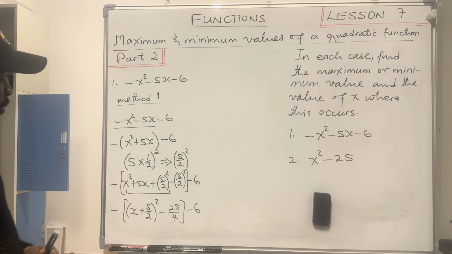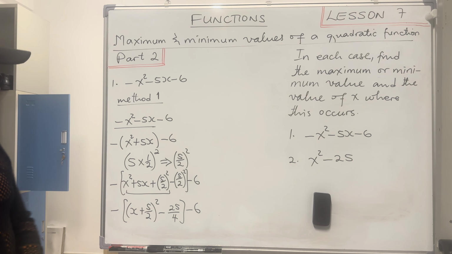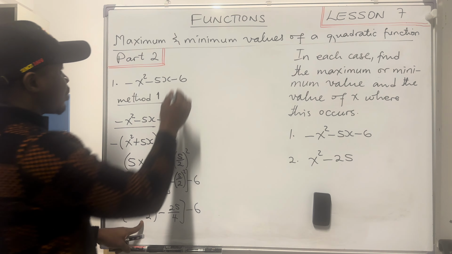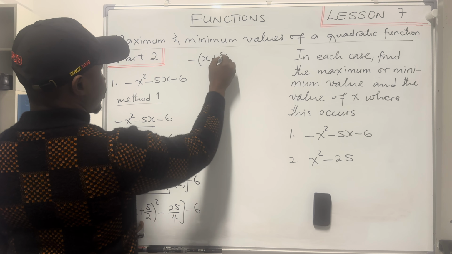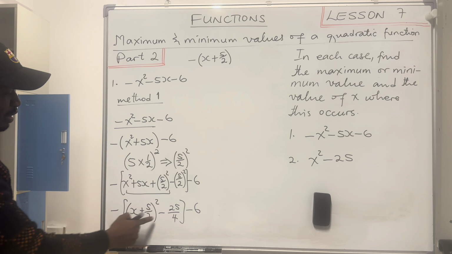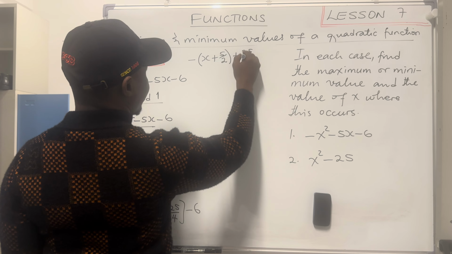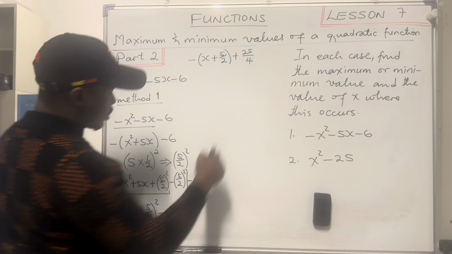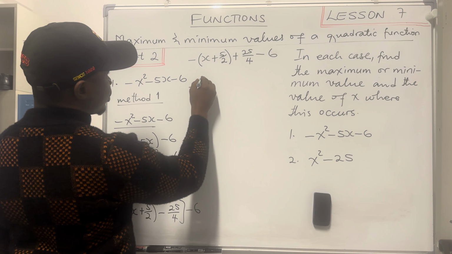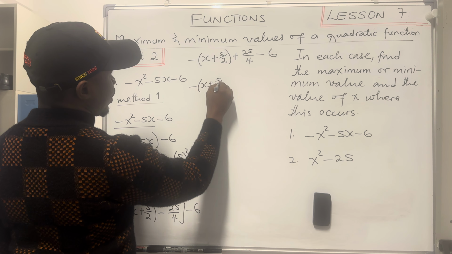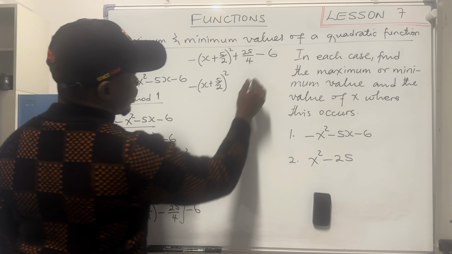So what we do now is multiply this minus by every term inside here. If this minus multiplies this bracket, we have minus x plus 5 over 2 squared. If this minus multiplies the last term, we have plus 25 over 4. Then we have minus 6.